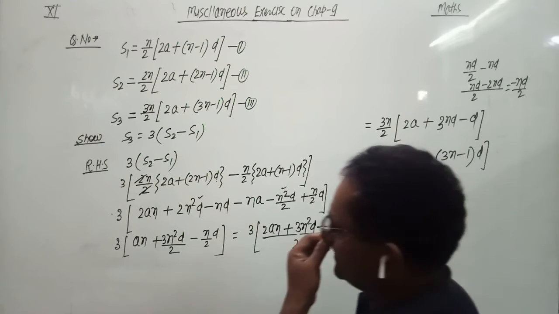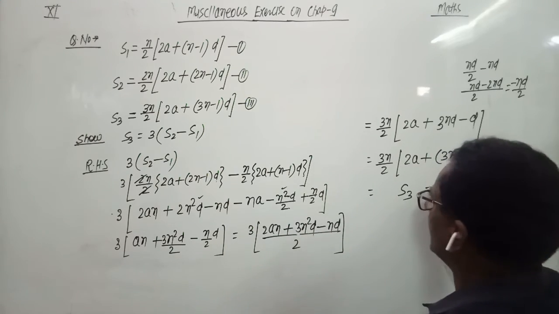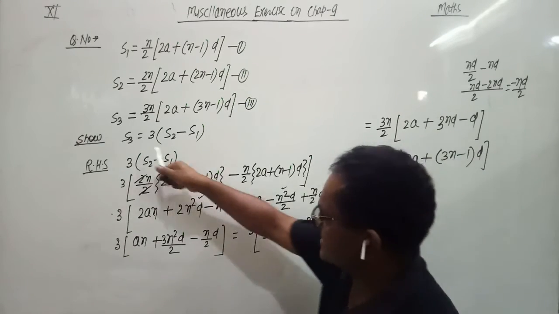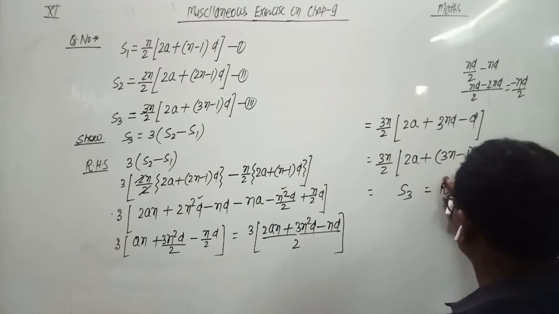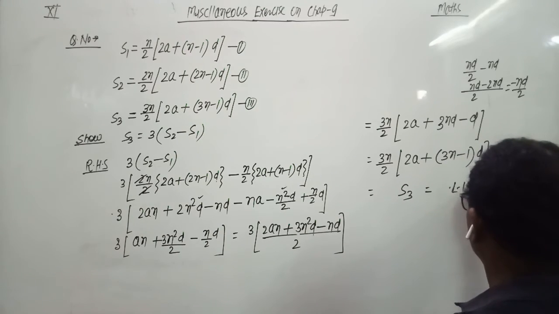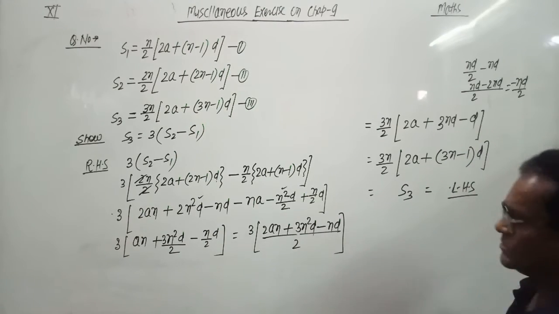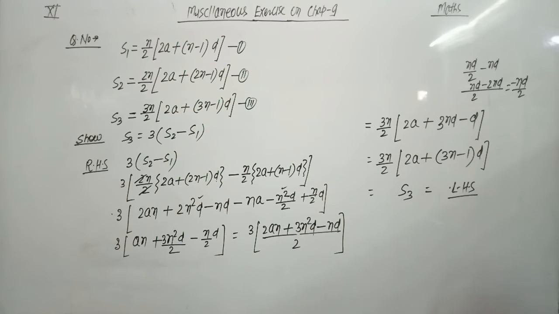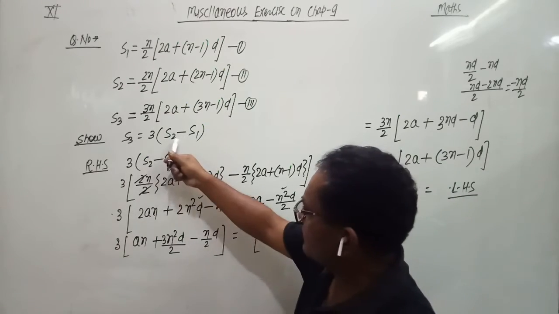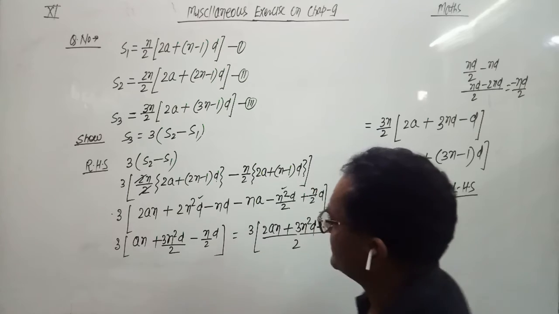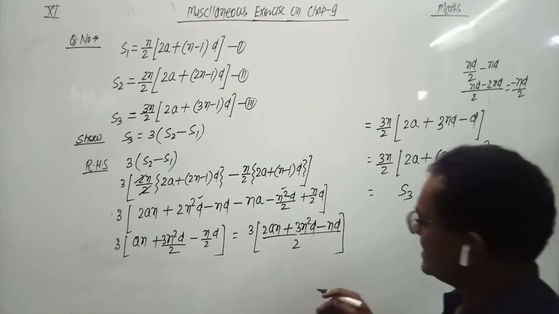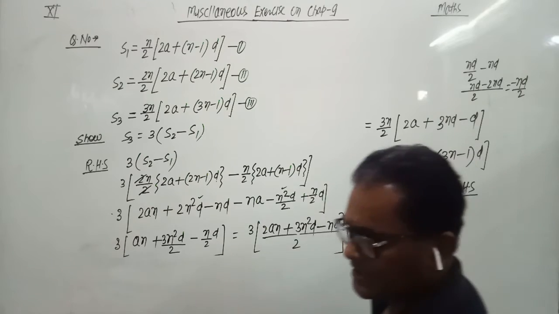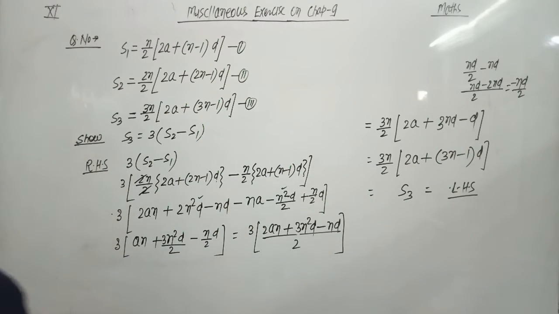S3 is the LHS. So after solving RHS, 3 times of S2 minus S1, we get the LHS S3. So we can say that LHS is equal to RHS. So this proves the result.